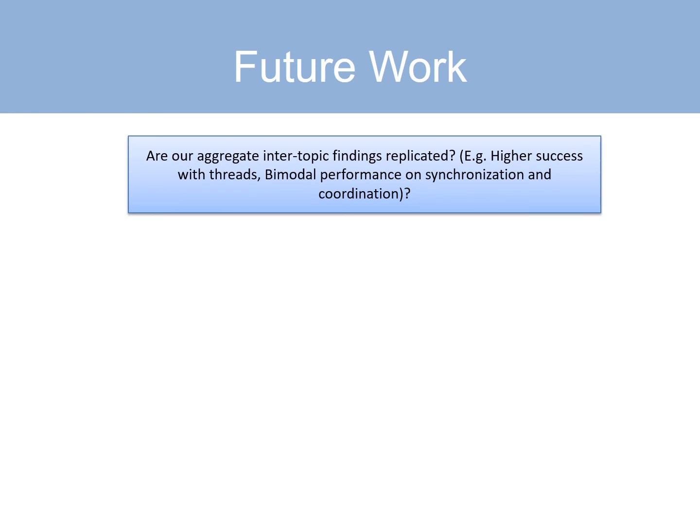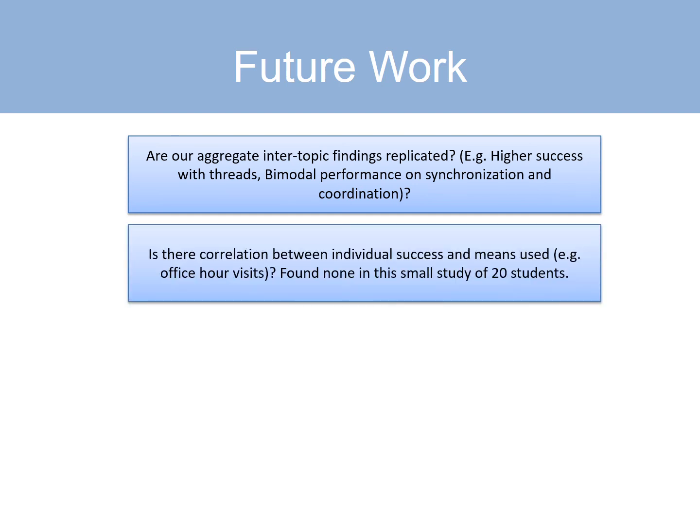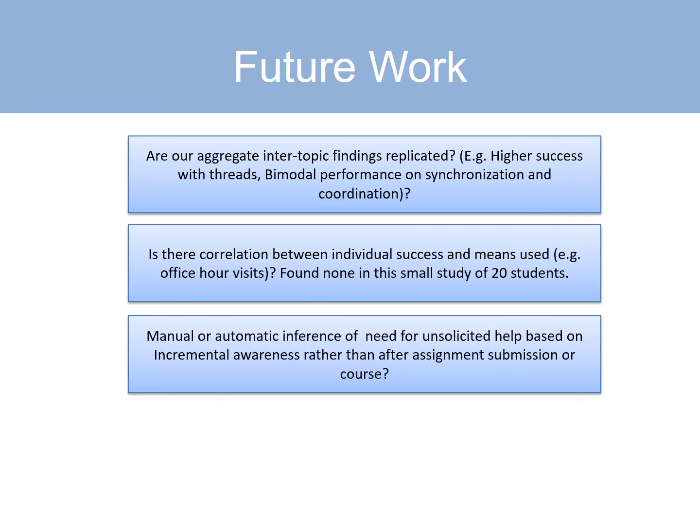And of course, there are many directions for future work. One question is whether our intertopic findings are replicated in other classes on concurrency. Another question is whether there's any correlation between the various dimensions of awareness that are presented. We found none, but a larger class could find some correlation. And our awareness information was determined after the course was over. It'll be interesting to see whether we could use incremental information about the student work to help struggling students and offer them unsolicited help.